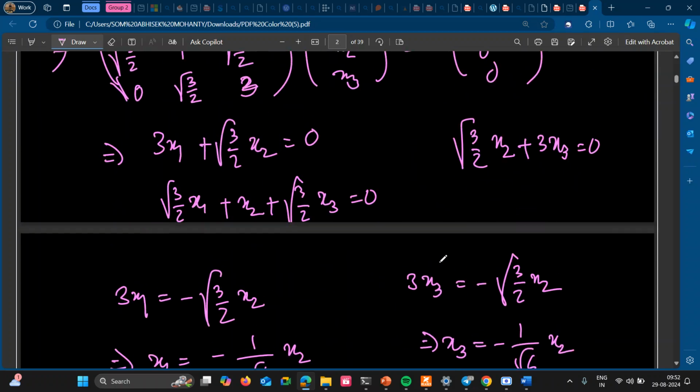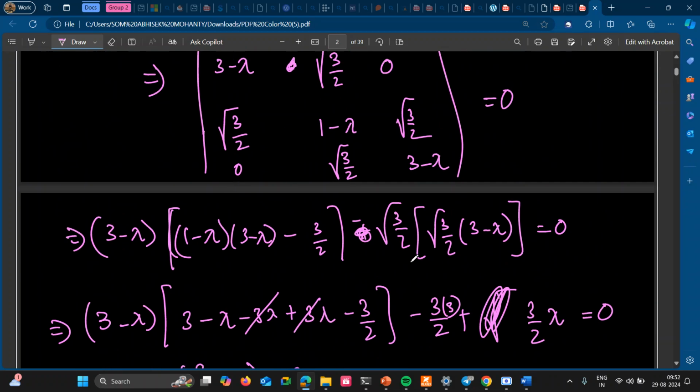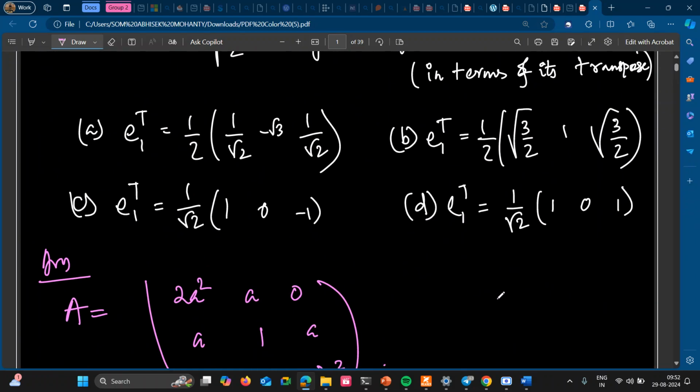Let's check the options. Can you see whether any option has it? Whether any option can be this one. Okay, yeah, see this one. I will check the first option. See, E1 transpose is equal to 1 by 2, 1 by root 2.